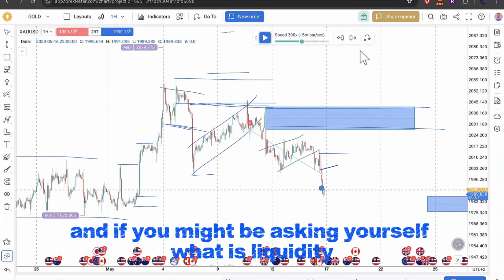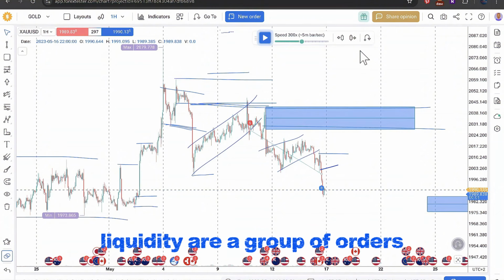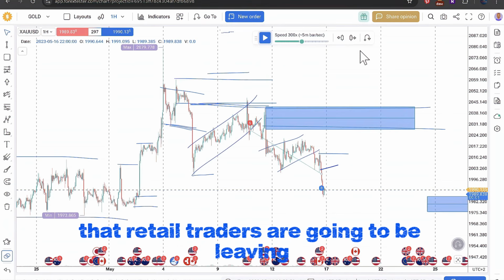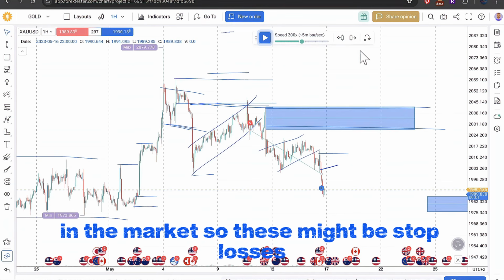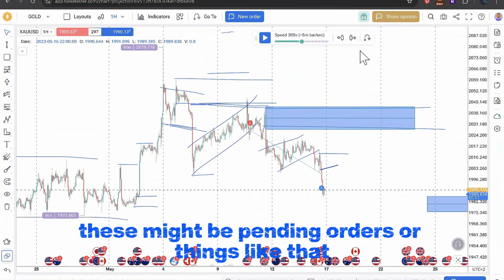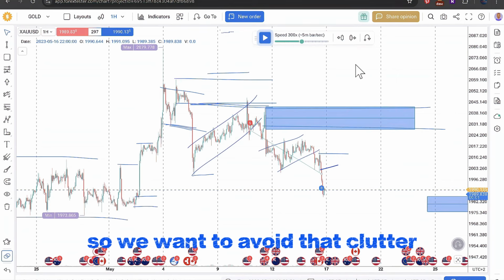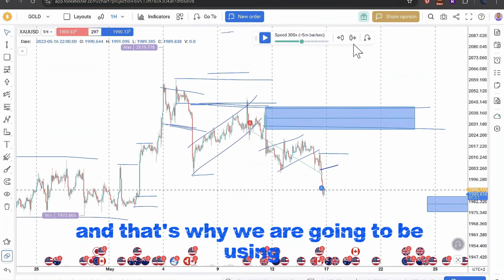And if you might be asking yourself, what is liquidity? Liquidity is a group of orders that retail traders are going to be leaving in the market. So these might be stop losses, these might be pending orders or things like that. So we want to avoid that clutter, and that's why we are going to be using the order block at the top here.